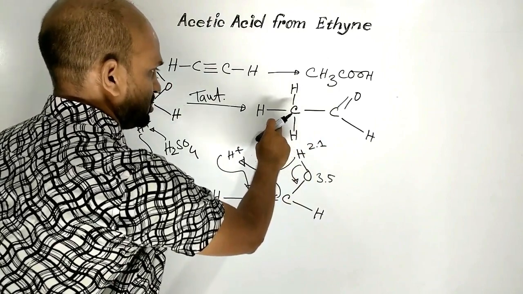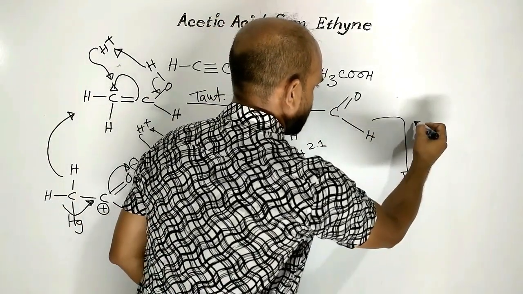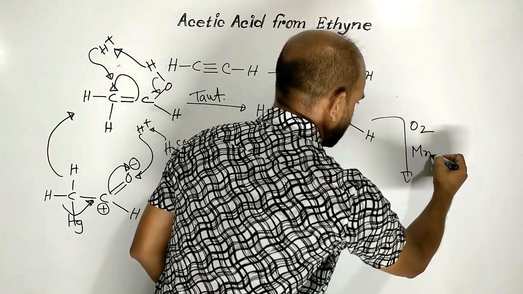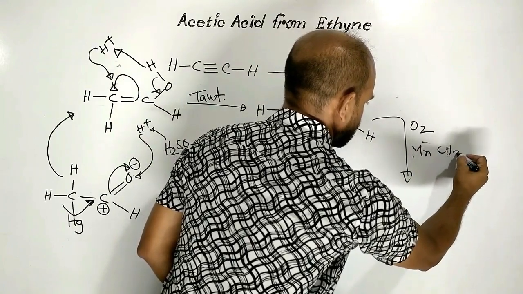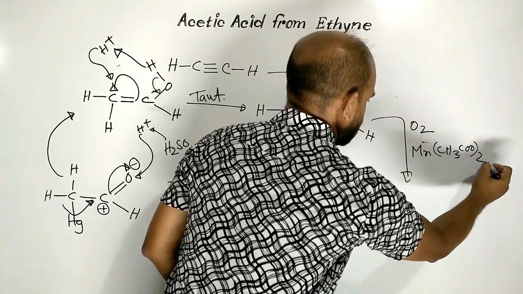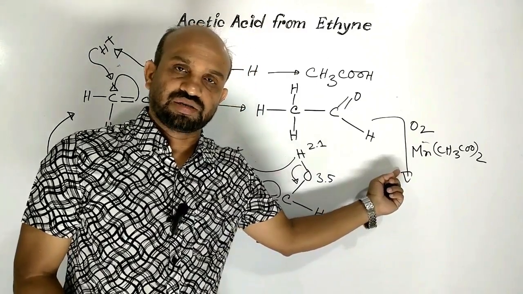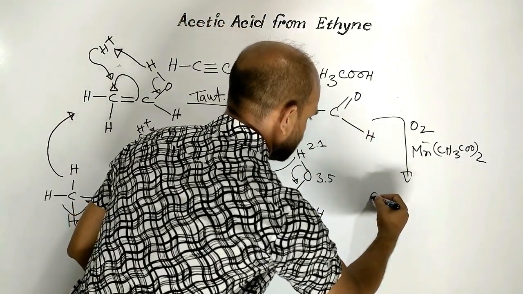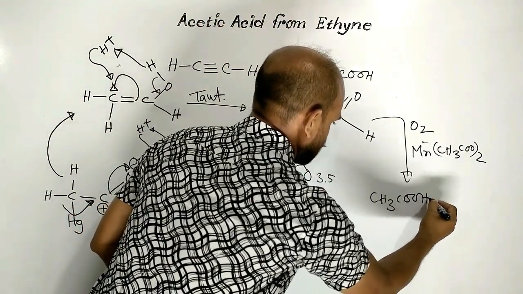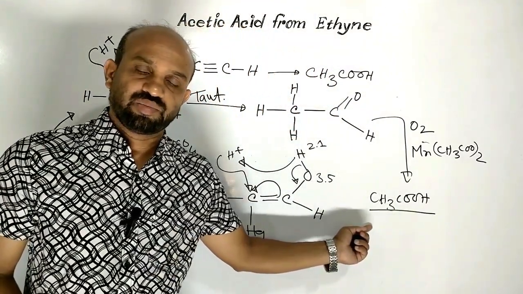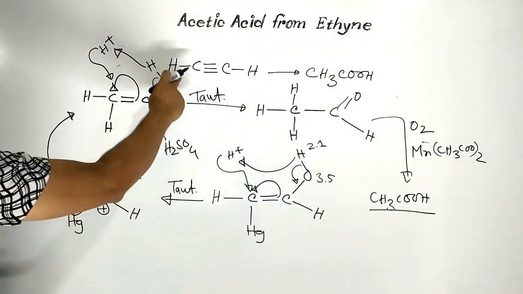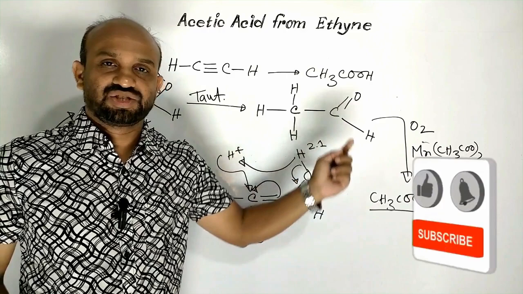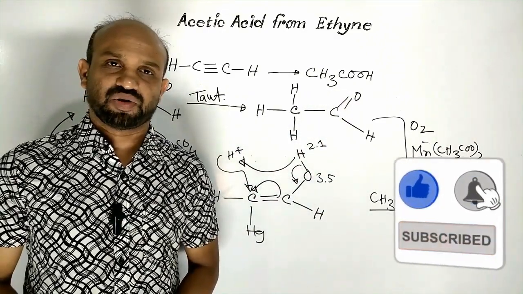Acetaldehyde is oxidized by air in presence of manganese 2 acetate, which is a kind of catalyst here. This catalyst catalyzes the reaction to form acetic acid. This is the mechanism through which ethyne is converted to acetic acid. This is all about preparation of acetic acid from ethyne.